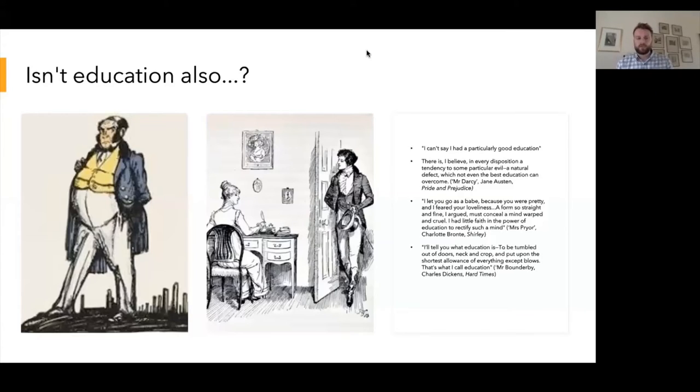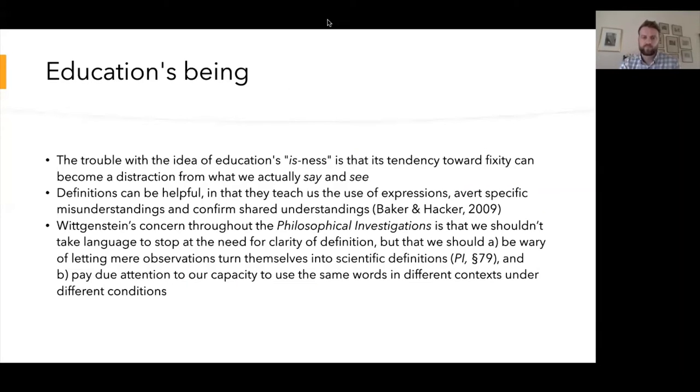It is a mode of discipline that is fundamentally recognisable, and to which we can then respond, that it's not going to serve a very good purpose or whatever it is. But it has to be recognisable in order for us to have that response. The trouble with education's isness, apologies for that, but I couldn't think of a better way to put it, the idea that education is this or is that, that it has this aim or that purpose, is that its tendency towards fixity can become a distraction from what we actually say and see.